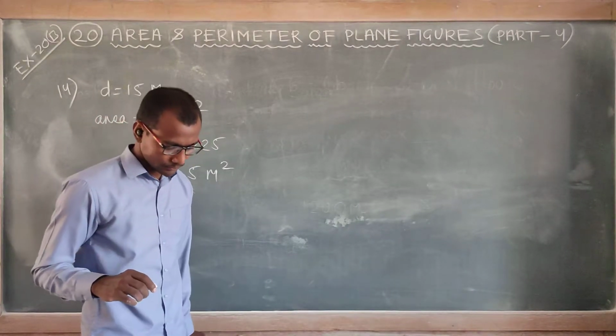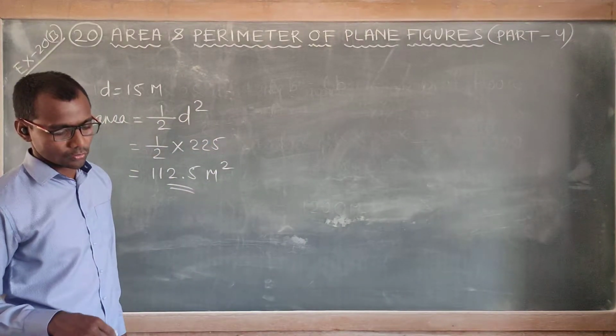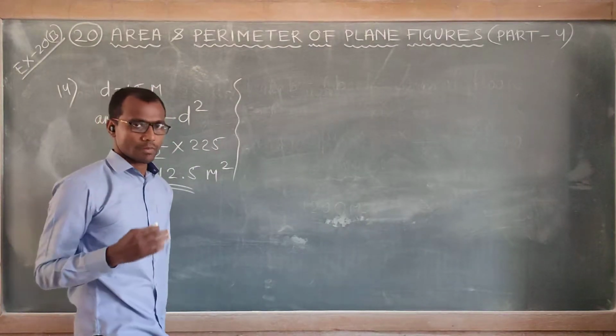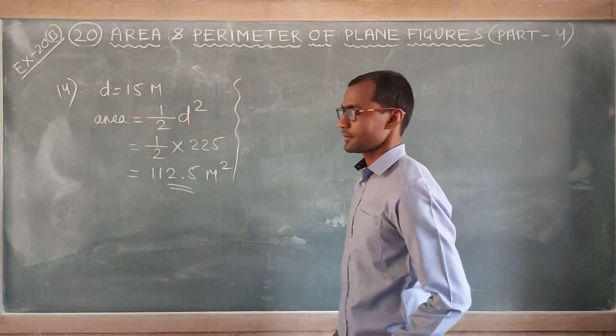Next, perimeter also you have to find. Give your answer correct to two places of decimal. Okay. In order to find perimeter, we are bound to move to side. Anyhow, we need the side. So how to get the side?